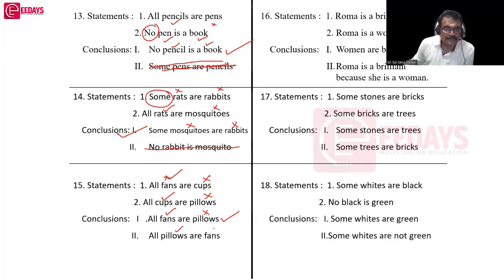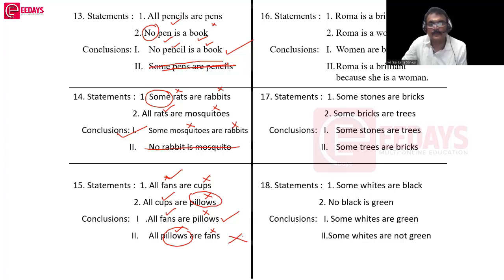All pillows are fans. Here, pillows is distributed in the conclusion but not distributed in the statement. So, this is not a valid conclusion. What is the fourth property? If any term is distributed in the conclusion, the term must be distributed in the statement.